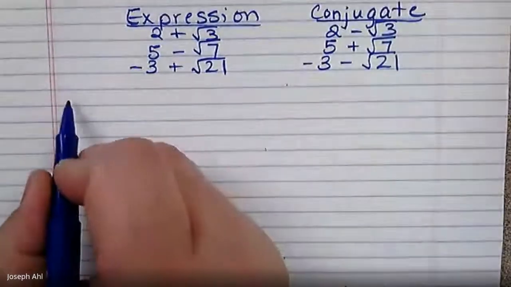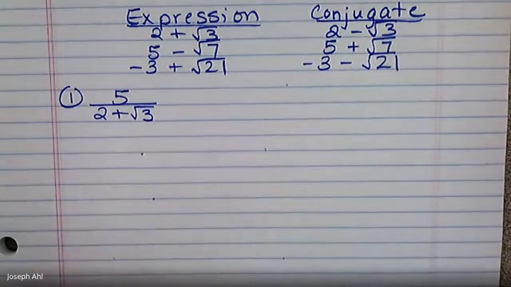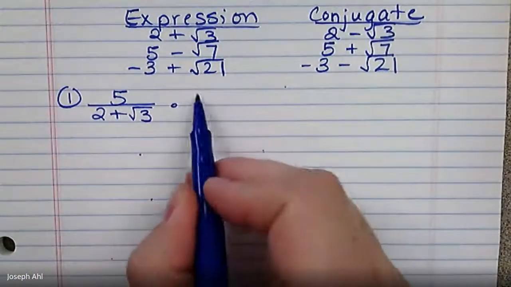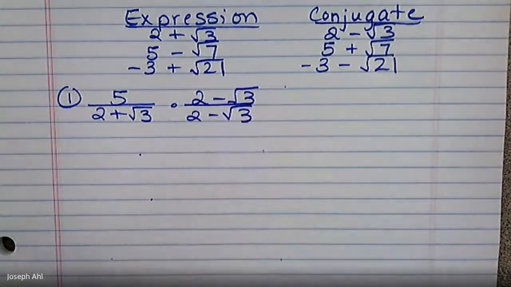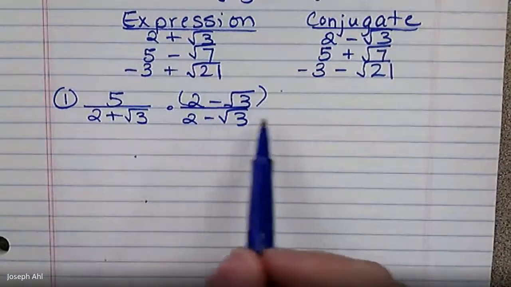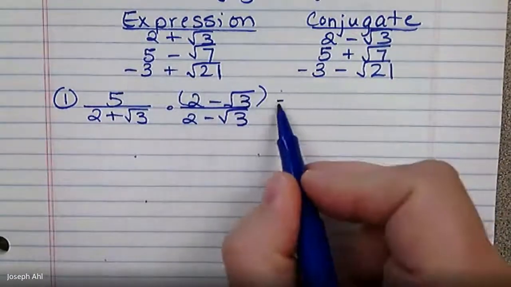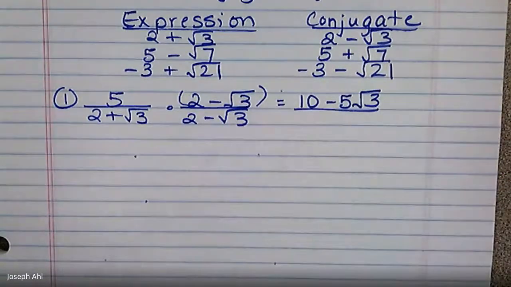So let's go back to that example, 5 over 2 plus radical 3. What I'm going to do is multiply the top and bottom by 2 minus radical 3. So let's talk about what happens in the numerator when I do that. Distribute the 5 to get 10 minus 5 radical 3.